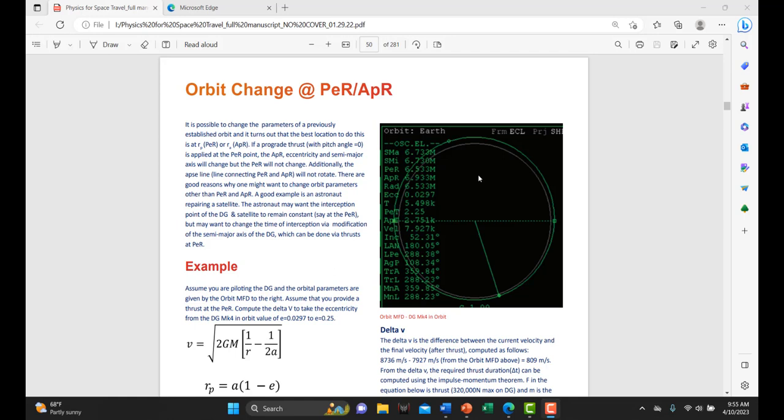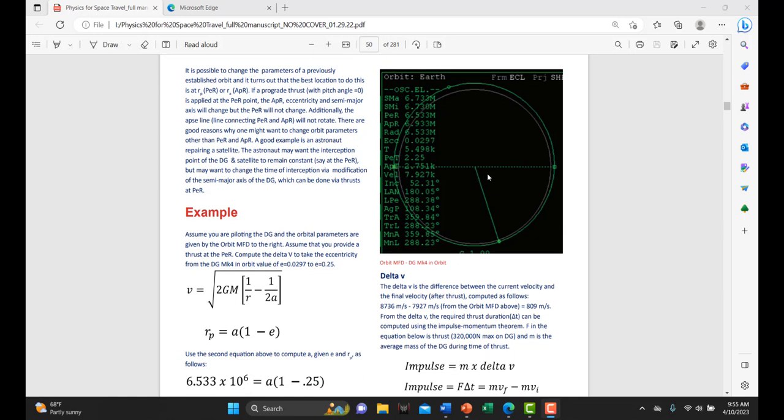Okay, here's an example. Assume you are piloting the Delta Glider and the orbital parameters are given by the orbit MFD here on the right. Assume that you provide a thrust at the PER point. Compute the delta V to take the eccentricity from the Delta Glider MK4 in orbit, value of eccentricity of 0.0297. Okay, that's where it is currently. And we want to change this to an eccentricity value of 0.25.